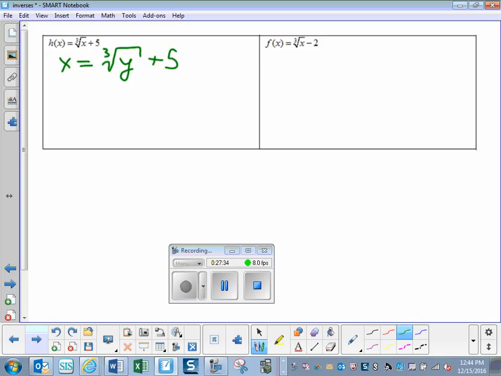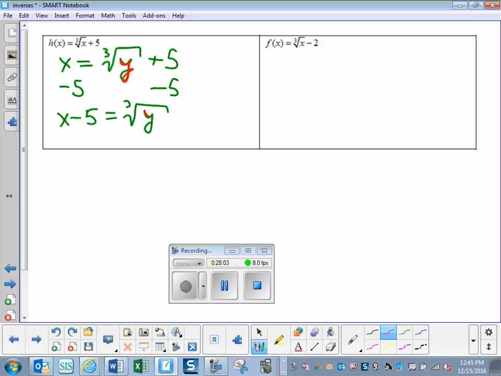Now we need to solve for y. So what do I do? Somebody who doesn't speak usually. Who doesn't speak? He never speaks. Jose. What do we do to solve for y? What do I do to solve for y? Subtract 5 from both sides. So x minus 5 equals cubed root of y.